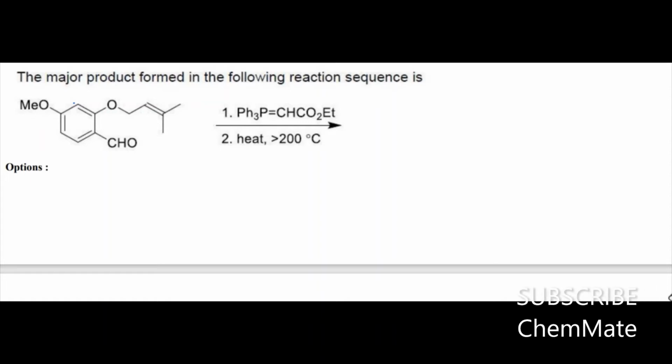The next question: the major product formed in the following reaction sequence is... So this is an aryl allyl ether which has one CHO group at the ortho position, which is treated with a phosphorus halide. So the first reaction will be a reaction between this CHO group and the phosphorus halide to form an alkene. So we'll draw the first product.